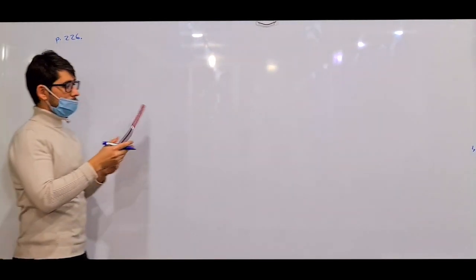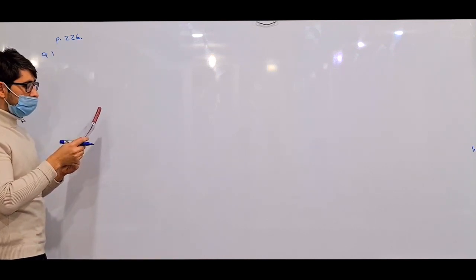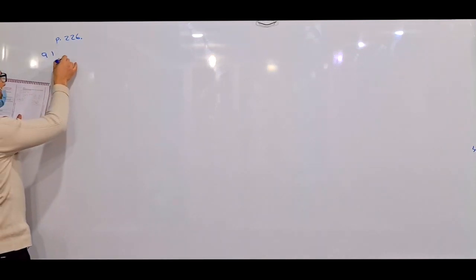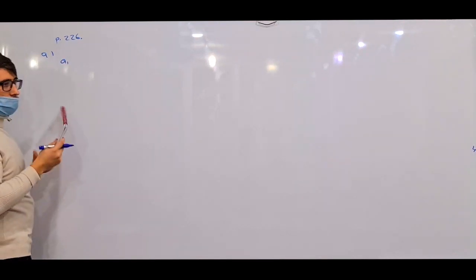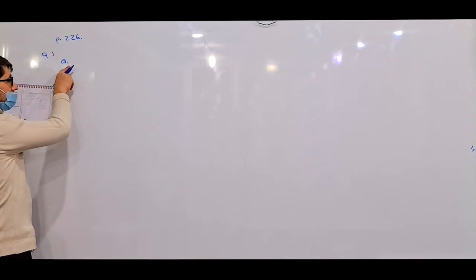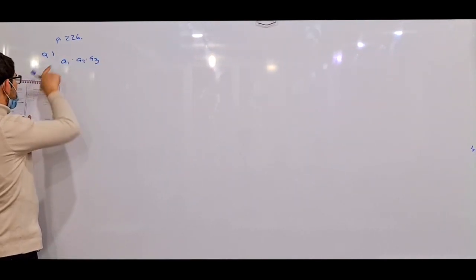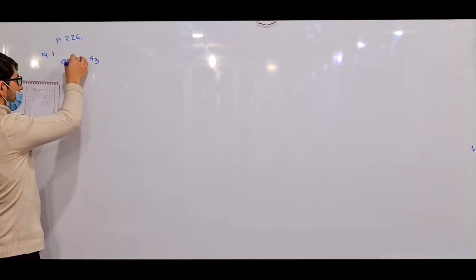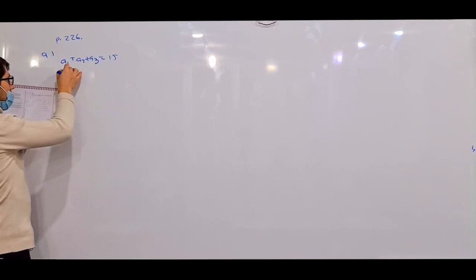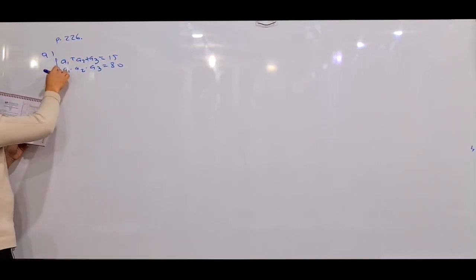3 numbers are in an arithmetic progression. Their sum is 15 and their product is 80. Work out the 3 numbers. So we know that an arithmetic progression is denoted with a letter, small a, and the index is for terms: a1, a2, a3. Their sum is 15, and the product a1, a2, a3 equals 80.